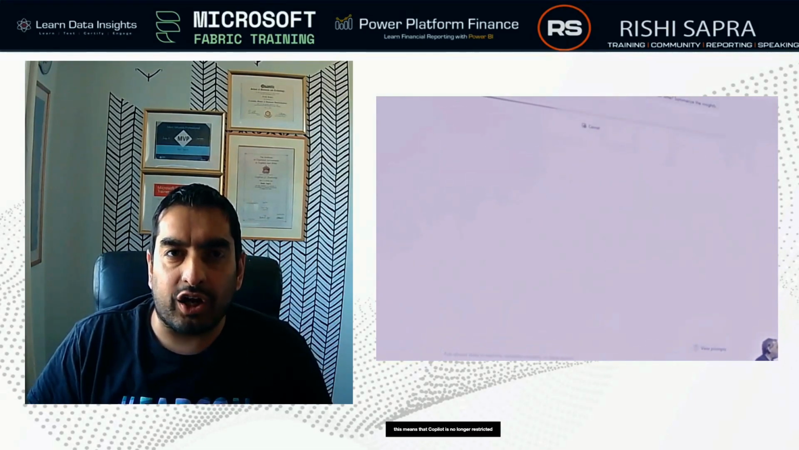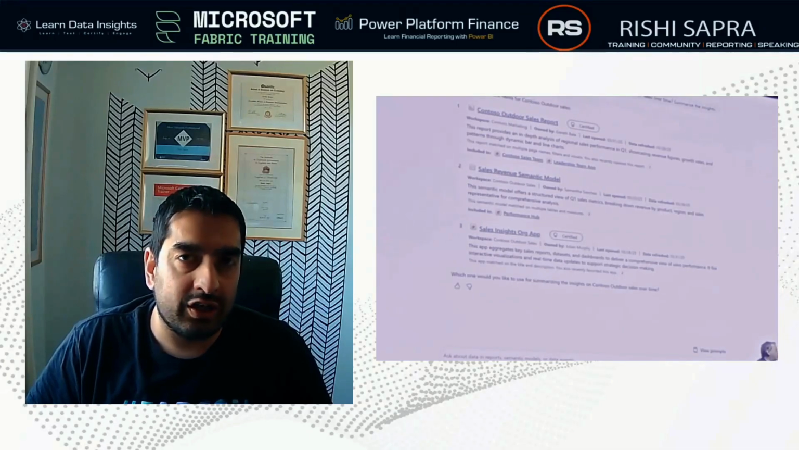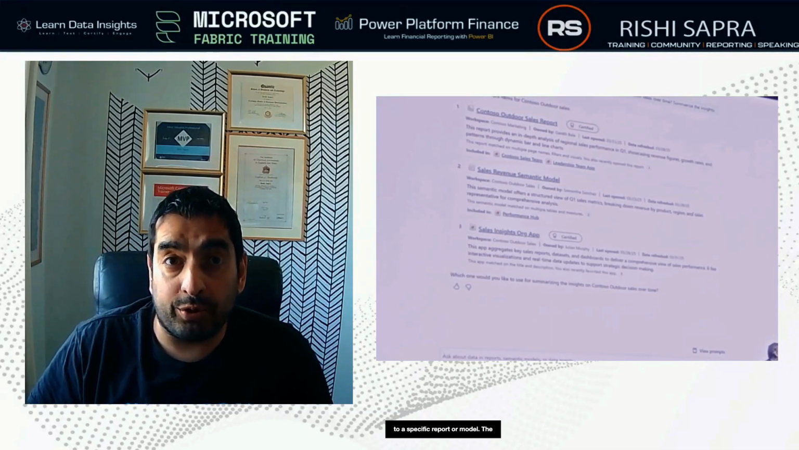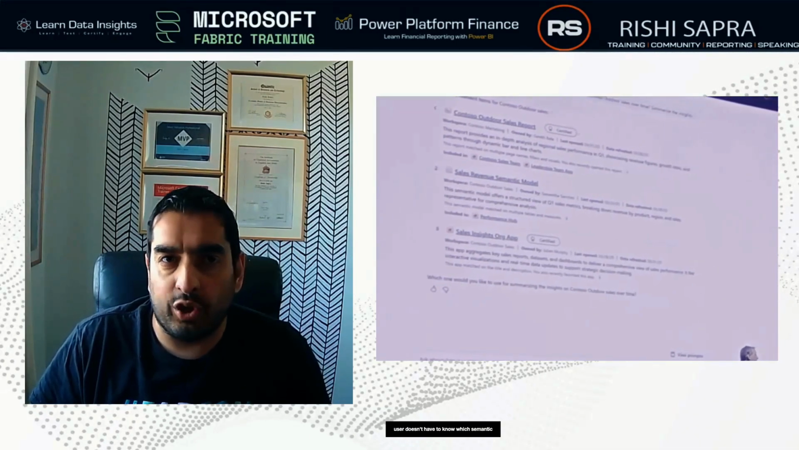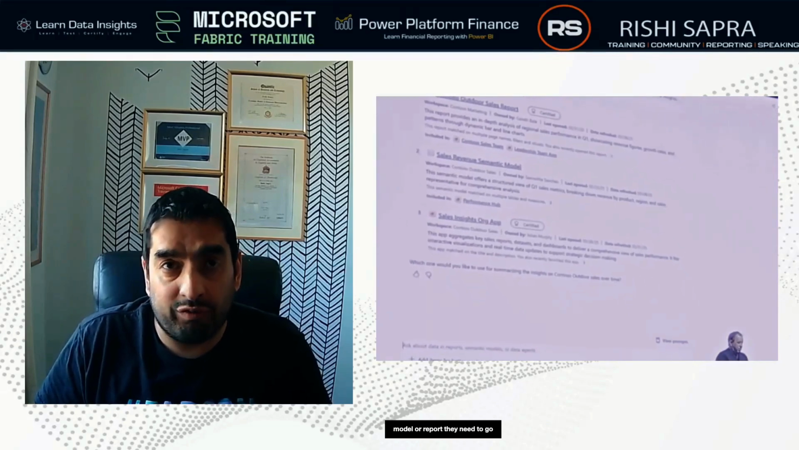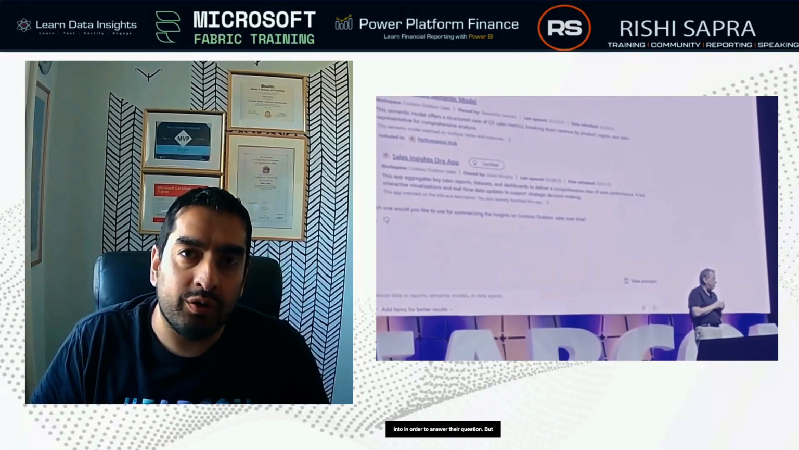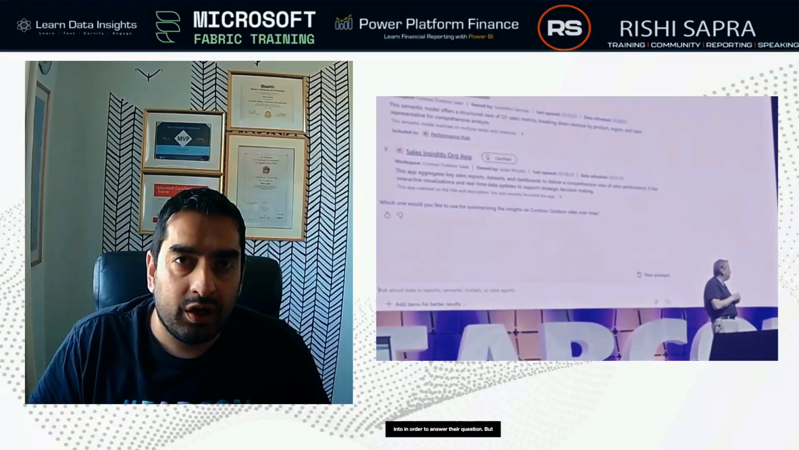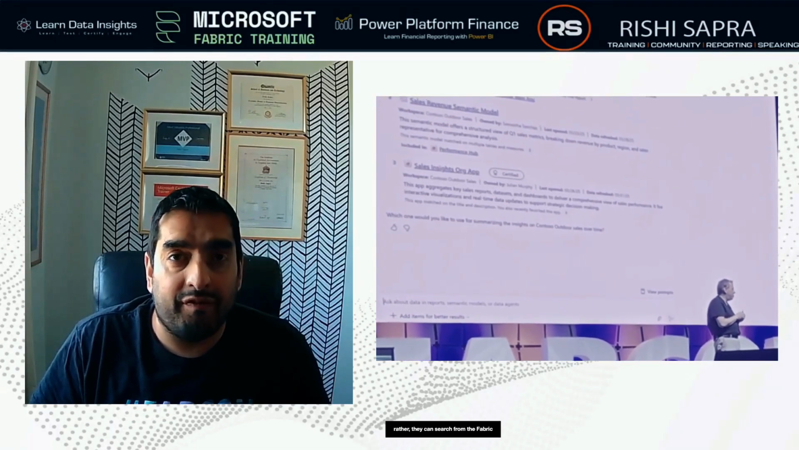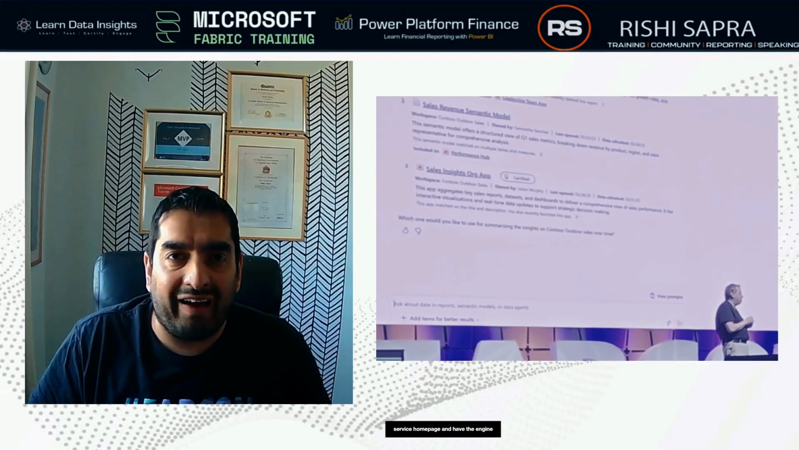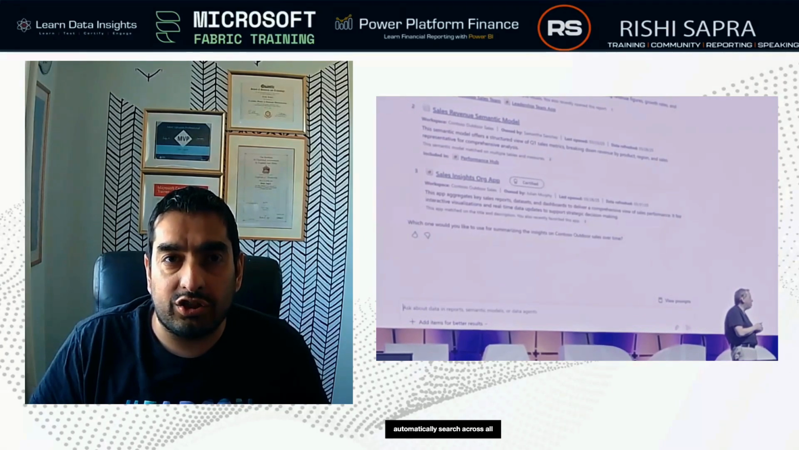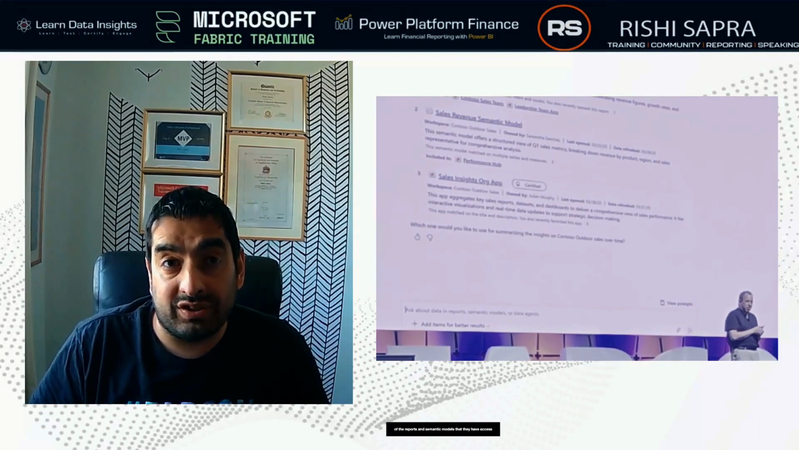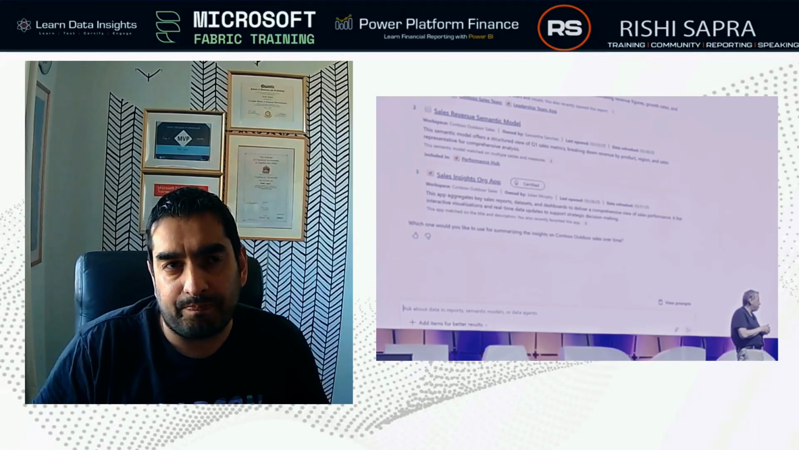So this means that Copilot is no longer restricted to a specific report or model. The user doesn't have to know which semantic model or report they need to go into in order to answer their question, but rather they can search from the Fabric service homepage and have the engine automatically search across all of the reports and semantic models that they have access to.